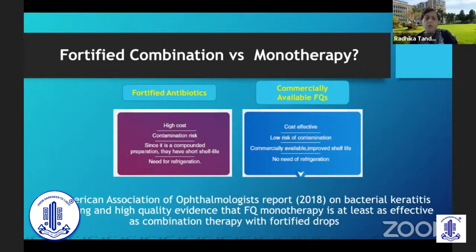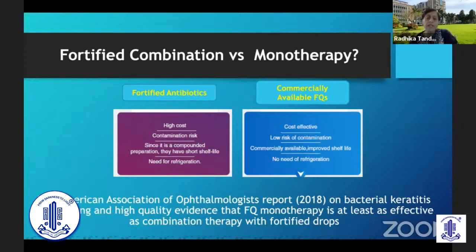Cost effective in the long run because compared to the cost of purchasing the injection and providing it and the multiple times it has to be prepared, that can make a difference. The low risk of contamination is as expected because it's a commercially prepared dispensed product, and it is commercially available, it has a better shelf life, and they do not require then refrigeration.